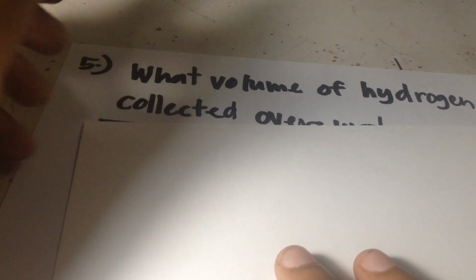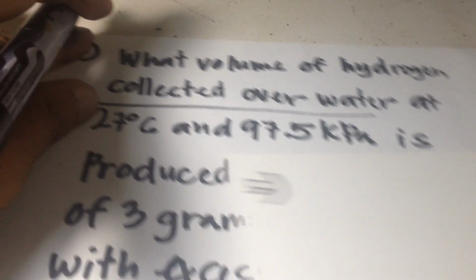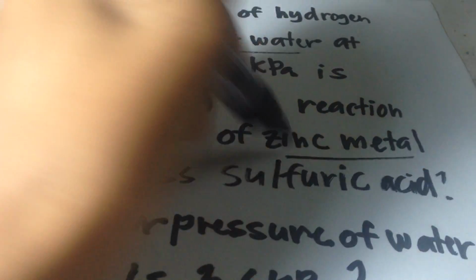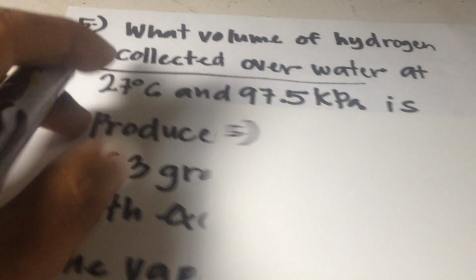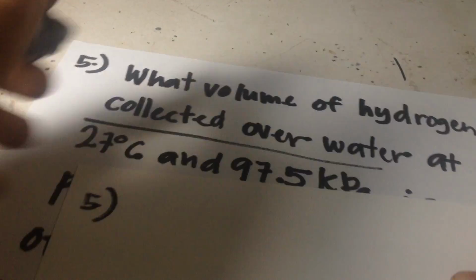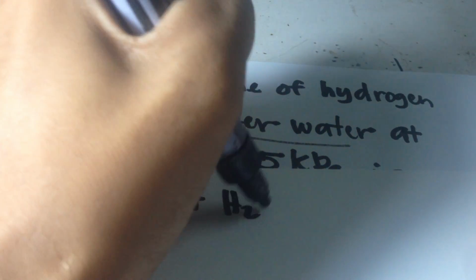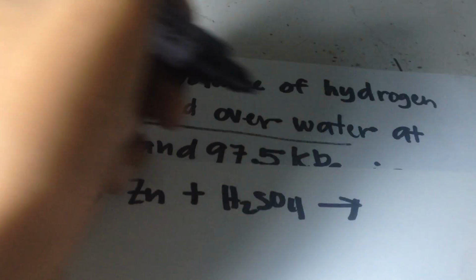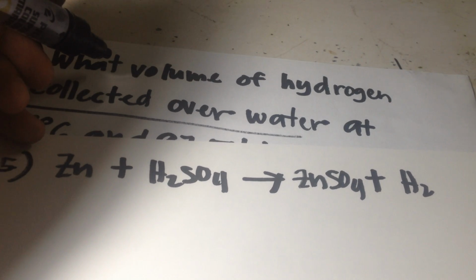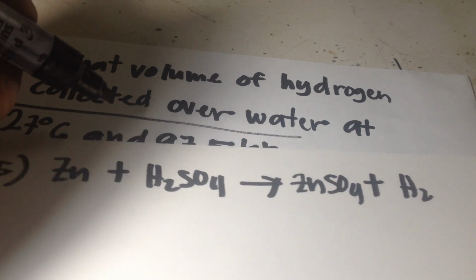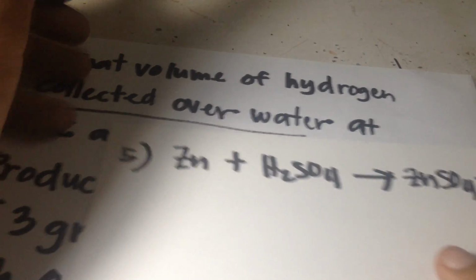So, let's begin. In number 5, the zinc metal reacts with excess sulfuric acid. So we need to write the balanced equation. Zinc plus sulfuric acid reacts to zinc sulfate plus hydrogen gas. Okay? And that is perfectly balanced.